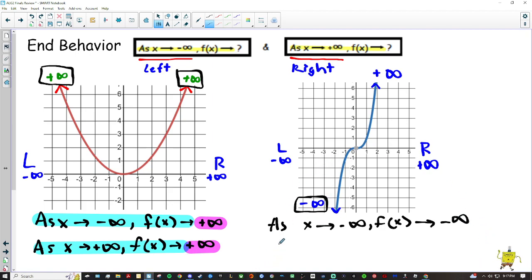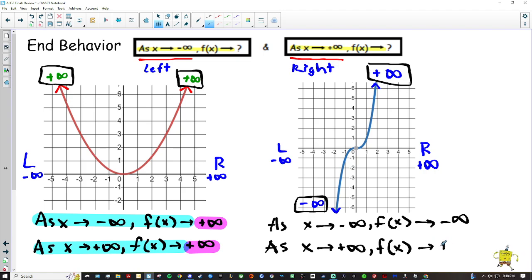Now the right side, as x approaches positive infinity, again, I'm just copying it down exactly, always going to start this way. F of x goes towards, and now I look at my graph, on the right side, my function goes up towards positive infinity. And that's end behavior.